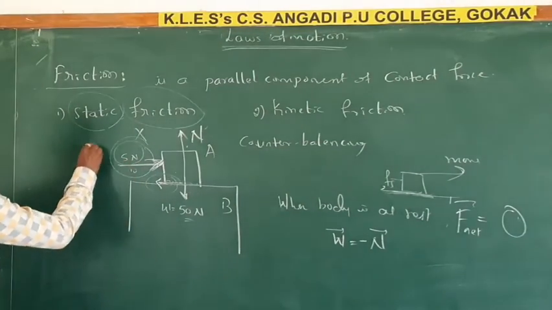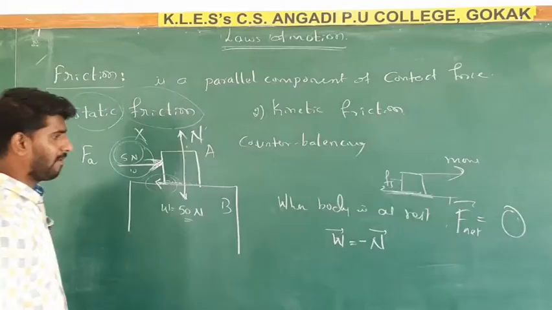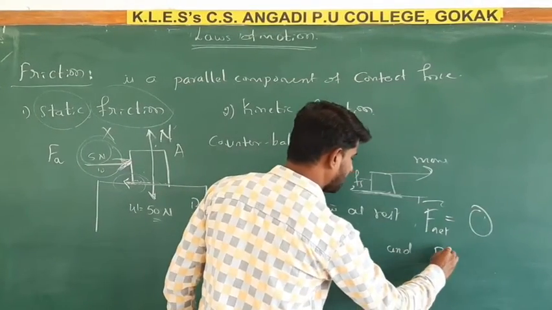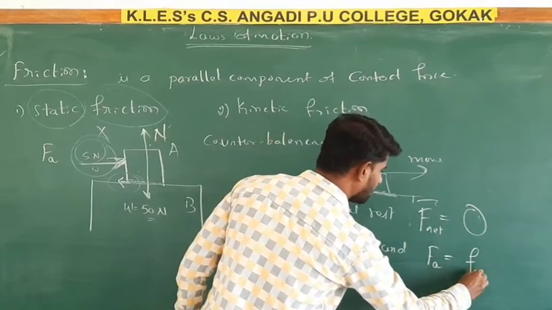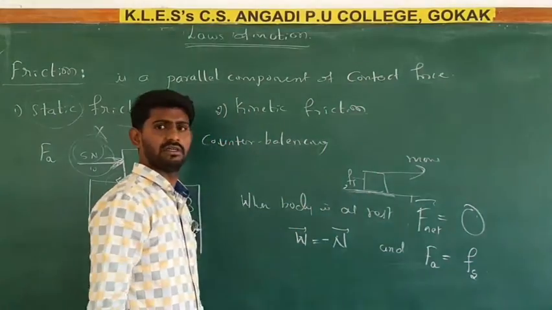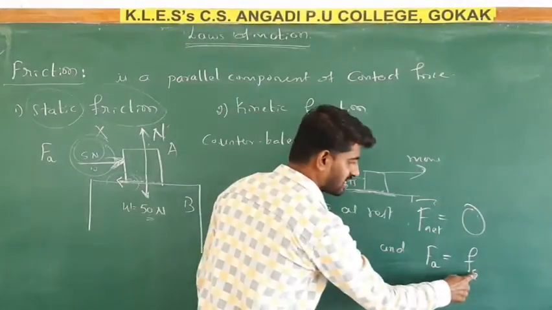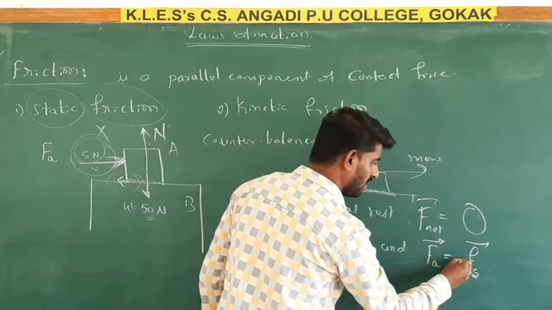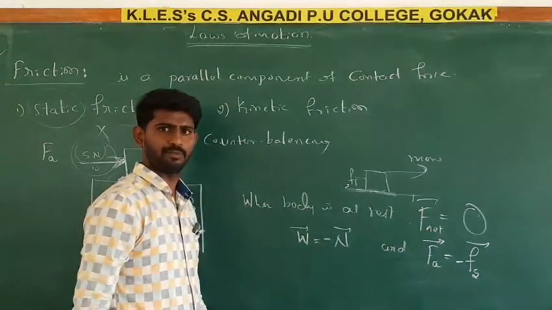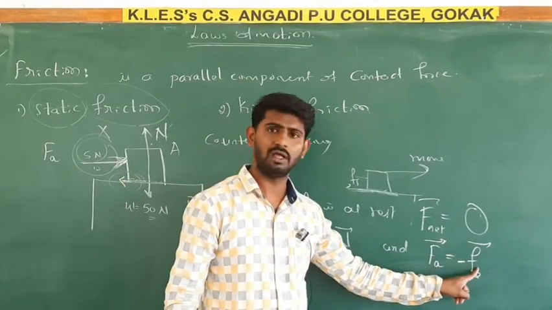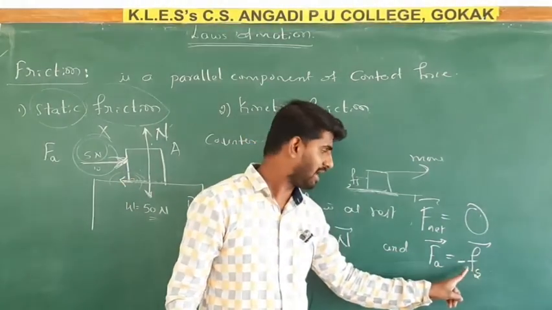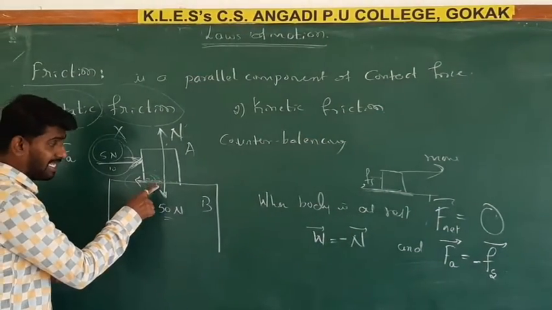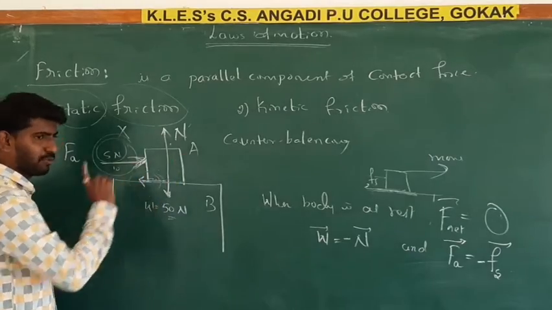I call this the applied force FA. So the applied force is balanced by the horizontal component of that contact force. This is called static friction. And if I write the vector notation, these two are equal and opposite. The magnitude of the applied force is equal to the static friction developed, and it is opposite to that. And here this friction force is opposing the tendency of motion.